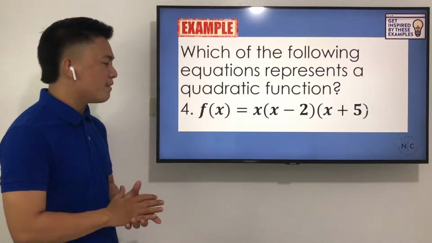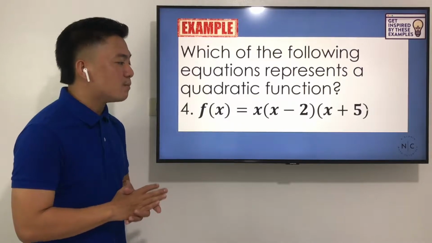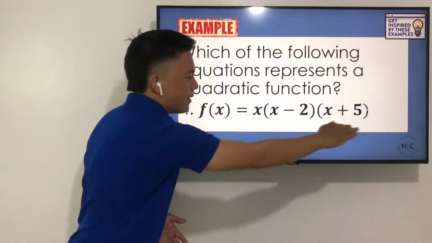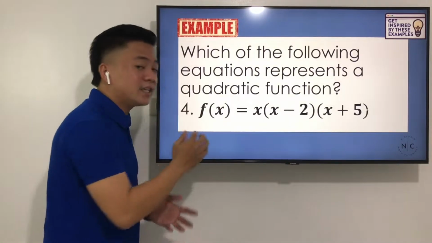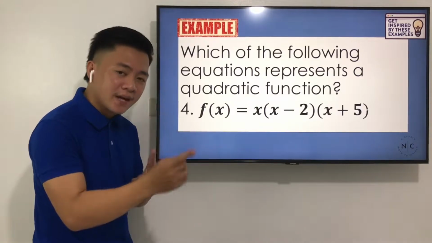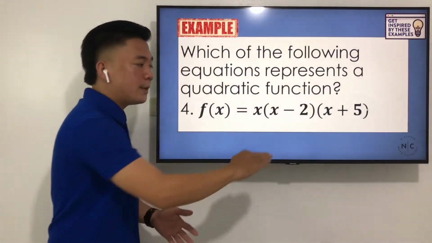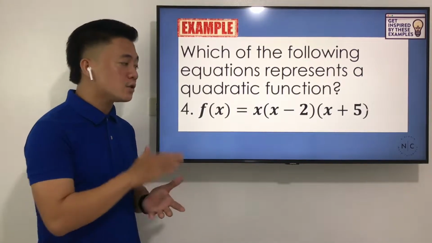Number 4, we have f of x is equal to x times the quantity of x minus 2 times the quantity of x plus 5. So, dito kasi, we don't have y, tama? So, yung y, pwede rin siyang f of x. So, same lang yan, f of x or yung y. So, tignan natin, hindi pa naka-equate or hindi pa naka-simplify yung ating equation. So, what are we going to do is to simplify it.